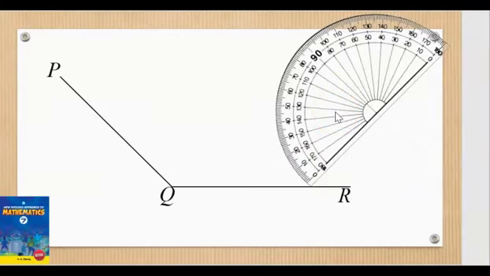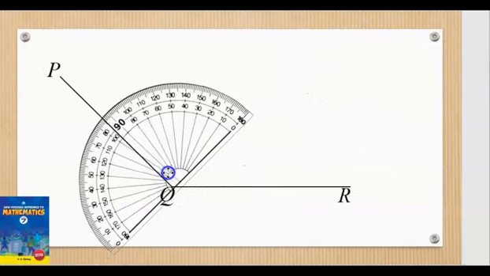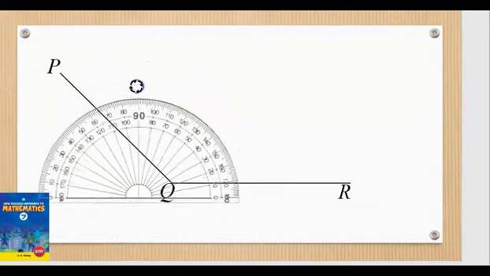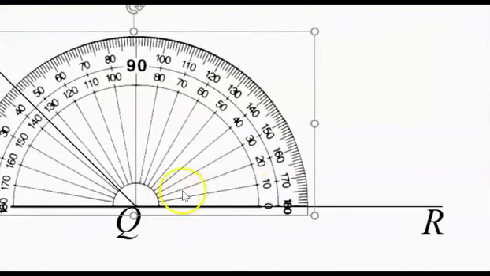Let's take another example. In this example, we want to measure an obtuse angle PQR, or we can say RQP. Again, we make sure the middle line of our protractor coincides with the meeting point of the angle. So here we have our protractor positioned very well, and now we are going to take our reading. Again, we start from the QR line, which is our baseline, and we go anti-clockwise.